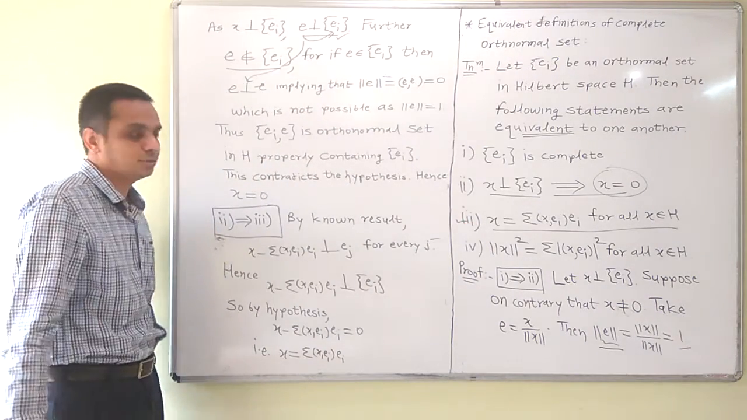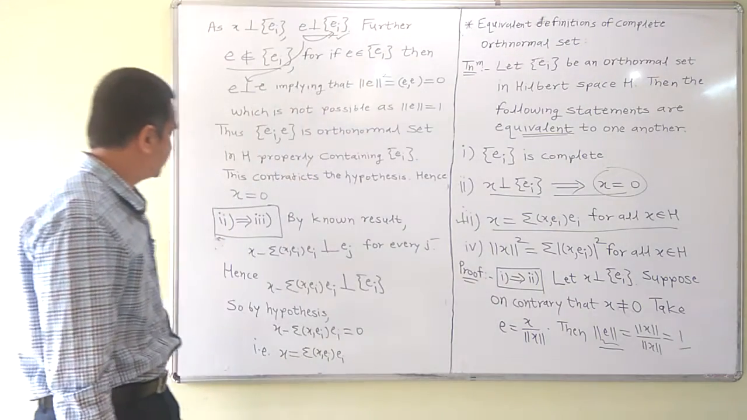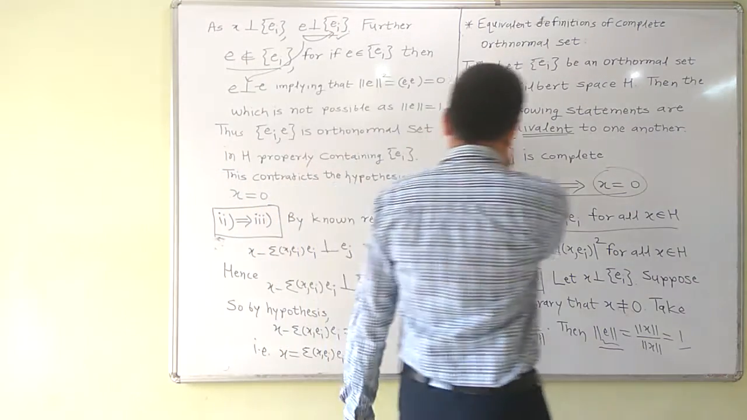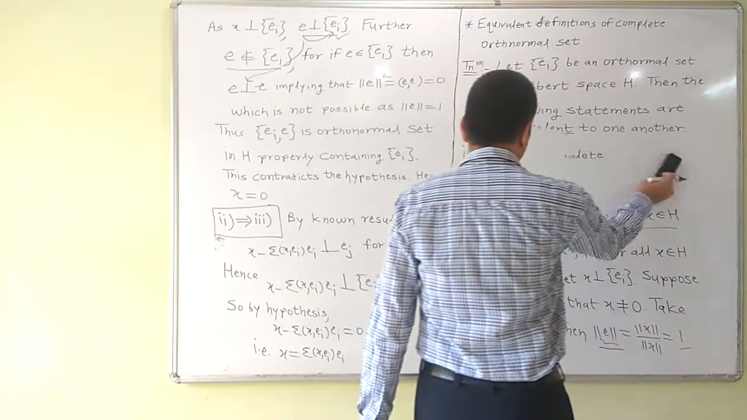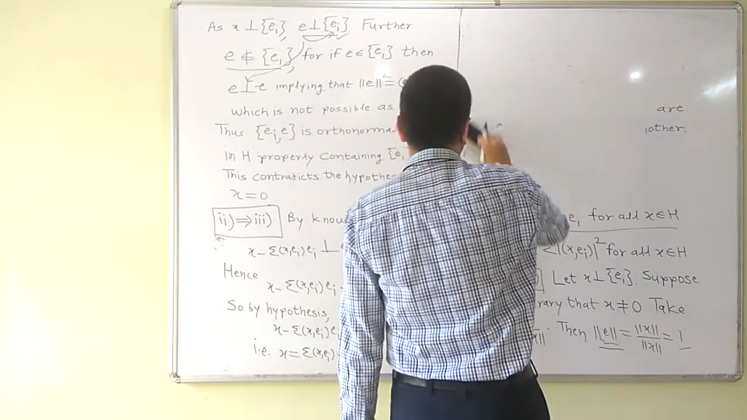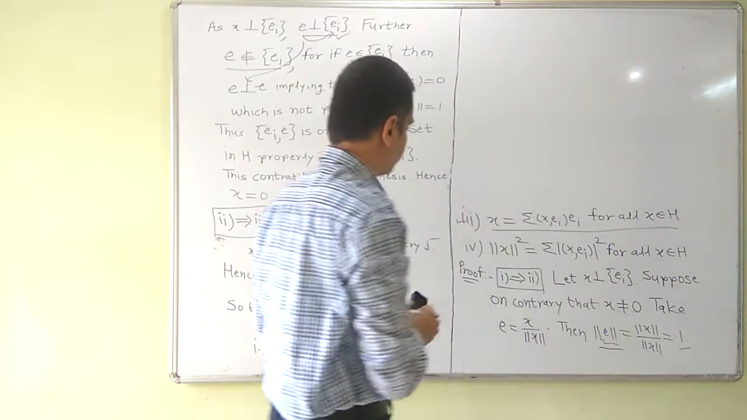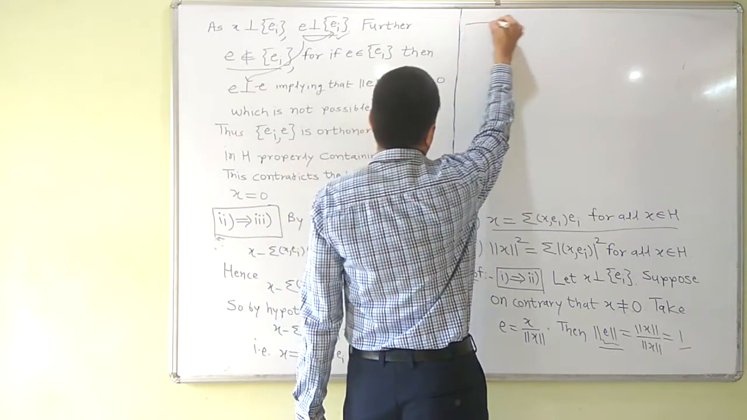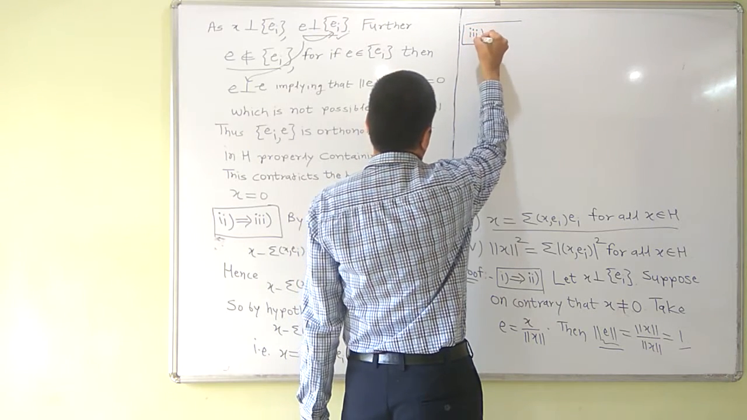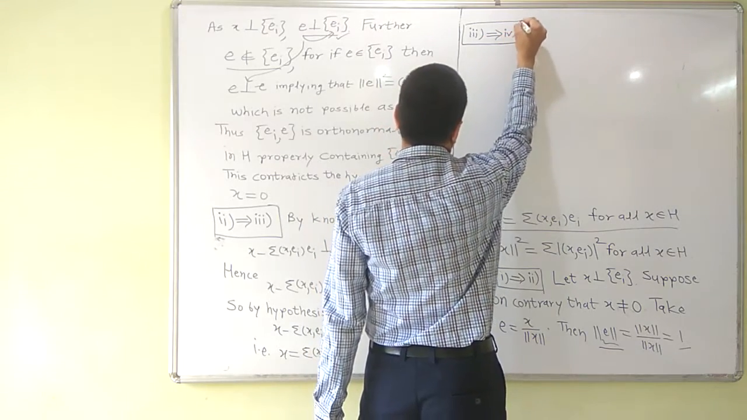We are done with proofs of two conditional statements. First implies second and second implies third. Now let us prove the statement third implies 4. Third implies 4, so that we are going to prove. The conditional statement third implies 4, this is what we are going to prove.